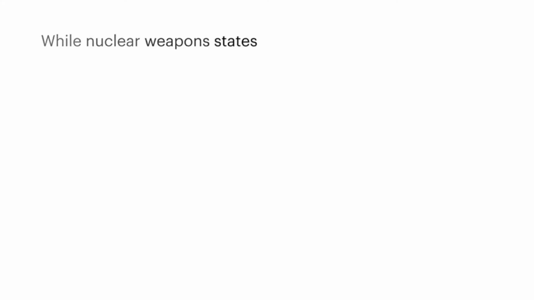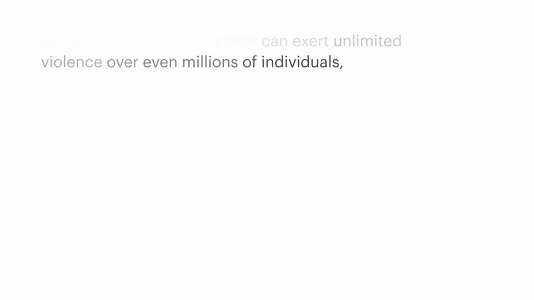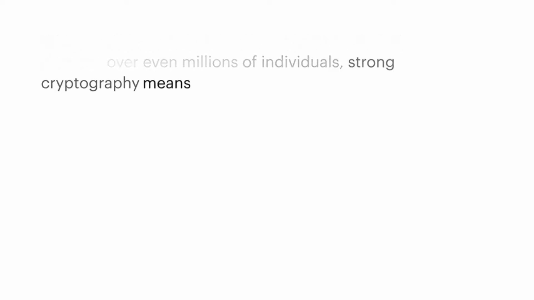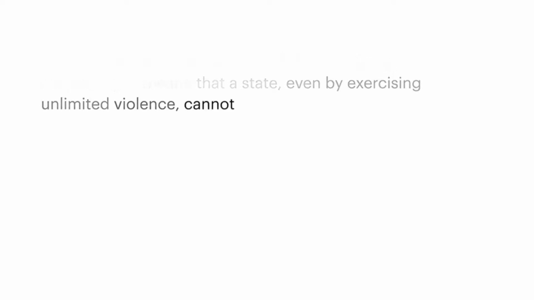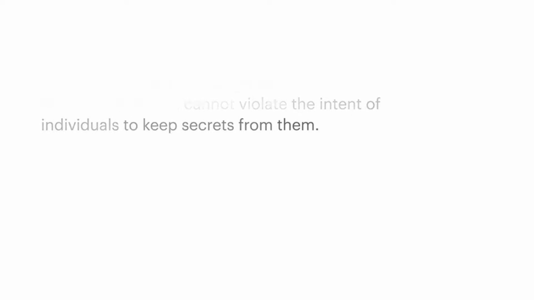While nuclear weapons states can exert unlimited violence over even millions of individuals, strong cryptography means that a state, even by exercising unlimited violence, cannot violate the intent of individuals to keep secrets from them. Cryptography is the ultimate form of non-violent direct action.